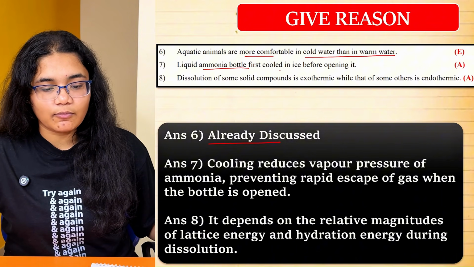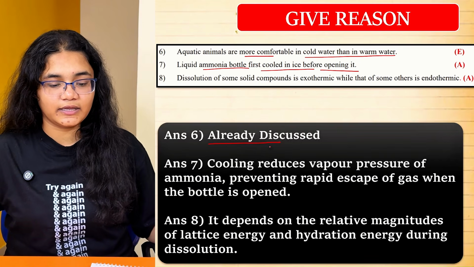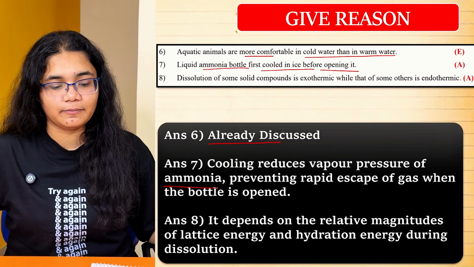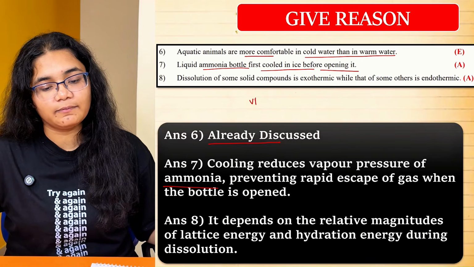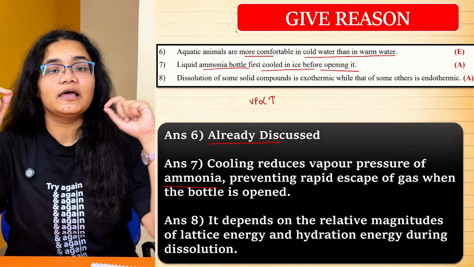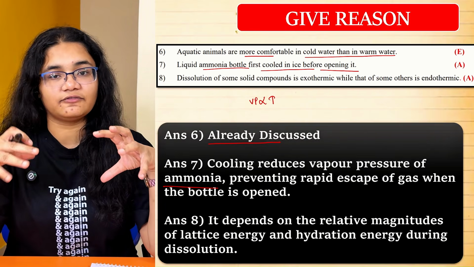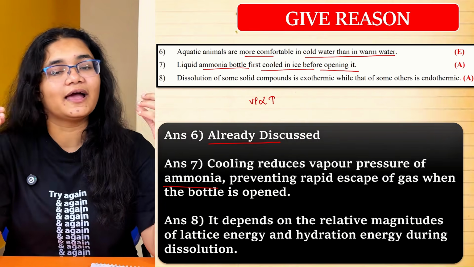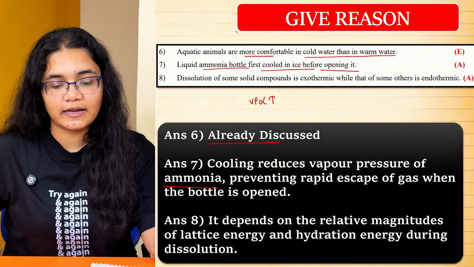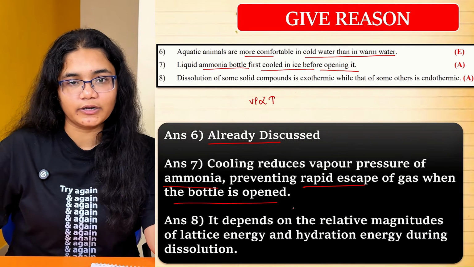Next, a liquid ammonia bottle is first cooled in ice before opening it. Here the reason is that cooling reduces the vapor pressure of ammonia. If you remember, vapor pressure is directly proportional to temperature. Higher temperature, higher evaporation; lower temperature, lower evaporation. So when you keep it in a cool place, the evaporation rate of ammonia gas is reduced, which helps to prevent the rapid escape of gas from the bottle.